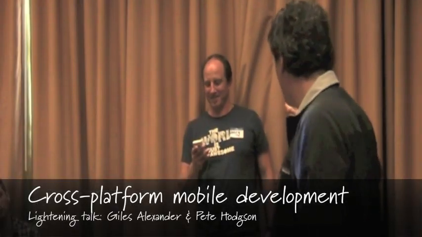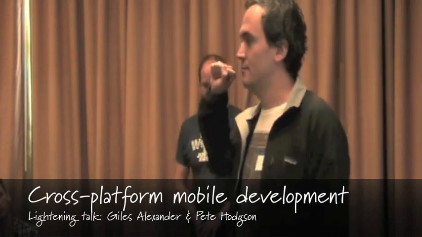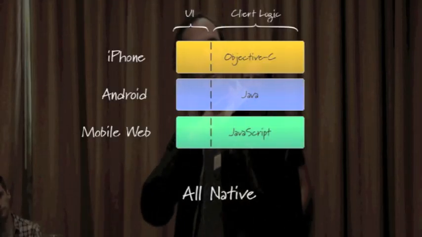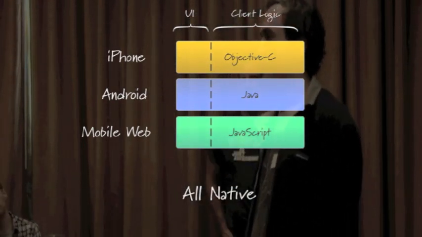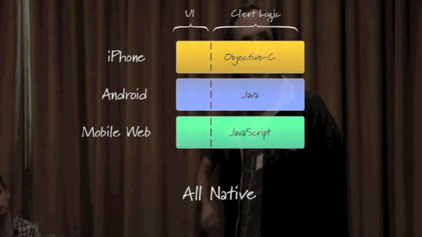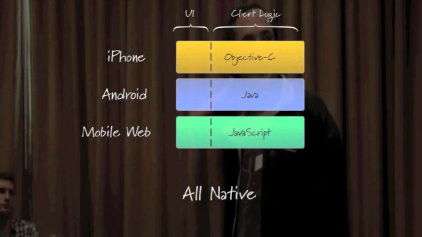So we want to talk a bit about cross-platform mobile development. So that's the standard approach that we've all seen for how you build mobile apps. Full native stack for whatever platform you're targeting. Java, or Objective-C, or Scala maybe, or JavaScript for mobile web. And as Stu mentioned, that leads to an absolute maintenance nightmare.